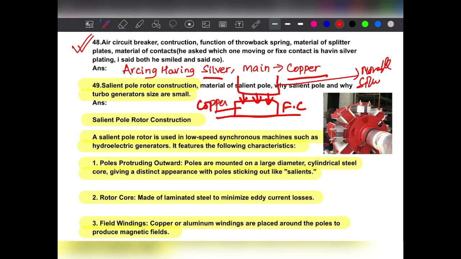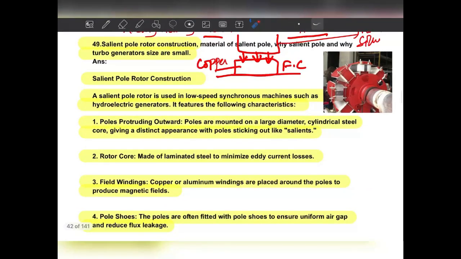So that's why we are using silver material for the arcing contact, and the main fixed contact is made of copper. Now you can understand easily. So move on to the further question. Salient pole rotor construction, I will explain later.